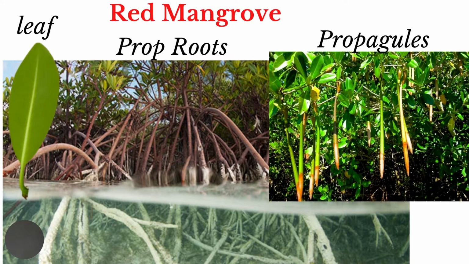Now let's take a closer look at the red mangrove. The red mangrove dominates the part of the coast most affected by tides. Notice the large prop roots that stick out above the waterline. This way, the plant is able to breathe. If you look carefully, you will notice also that the prop roots are reddish in color, hence the name red mangrove. The prop roots also serve to support the red mangrove in the loose soil.